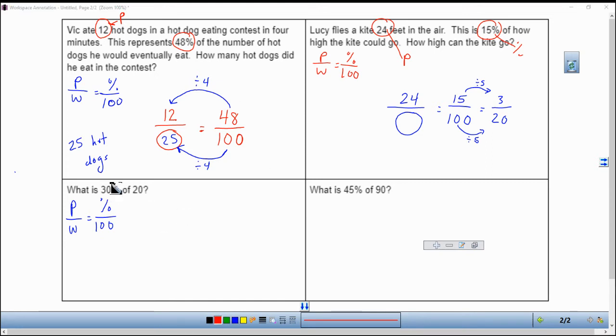So we have 30% is definitely the percent of 20. So is 20 the part of the whole? We're trying to find 30% of this number. So the 20, when you see that word of, the number after it is typically the whole. So we're trying to find the part of 20. So we don't know the part.